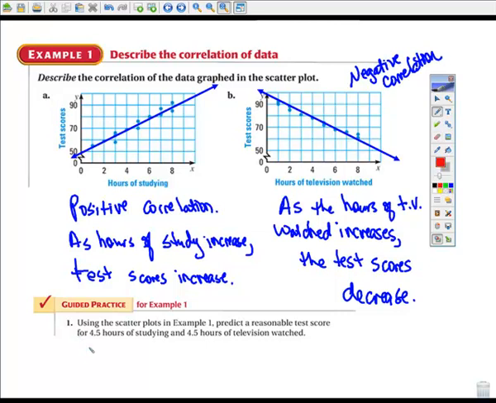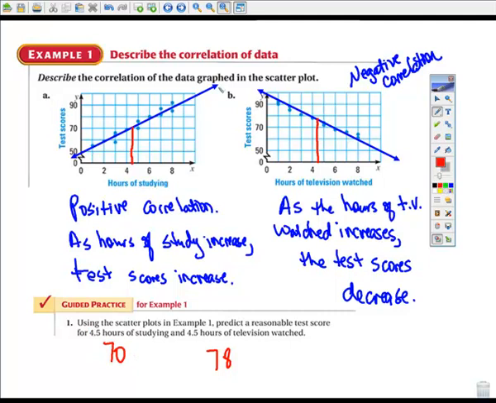Okay, using the scatter plots from this example, predict a reasonable test score for 4.5 hours of studying and 4.5 hours of watching television. So here's 5 hours, so 4.5 is right around here. And it looks like you're going to score about a 70. And 4.5 hours of watching TV, looks like maybe you're going to score 78. So in this case, it looks like you benefit from watching TV as opposed to studying.